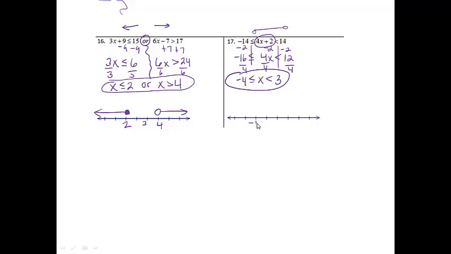Then we'll go to our number line, negative 4, 3. I'll put 0 in the middle because 0 is between those two. At negative 4, we'll have a closed circle because there is an equal sign in that inequality. On the 3, we will have an open circle because there's no equal sign. And since x is in the middle, we will shade in the middle.